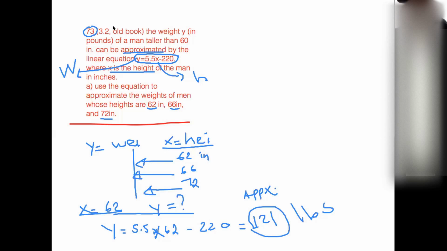Okay, and that's 73. You're supposed to do 74. This is if you're using the old book. So 74 should be done the exact same way. Right, Leonette? Makes sense? Yes, I got it.